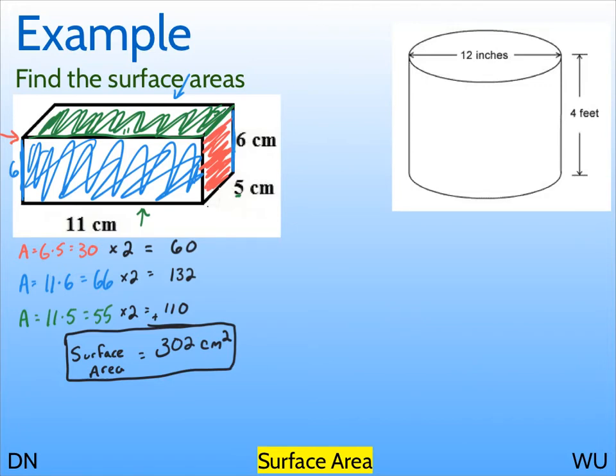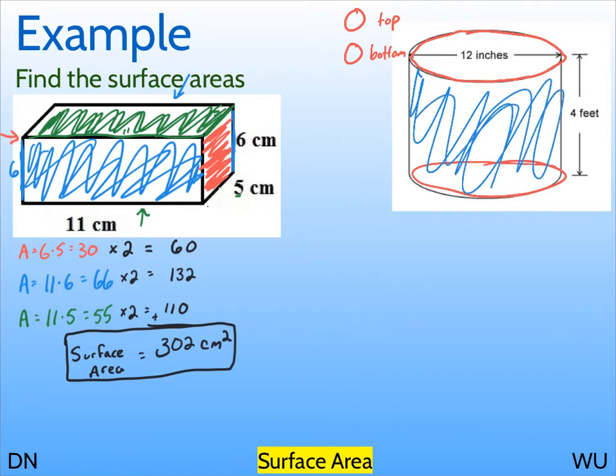And the key with the cylinder is we have to figure out what shapes actually make the outside of it. So you can see right here, this is pretty obviously a circle. So there's a circle on top. There's also a circle on the bottom. And now the real question is, what is this shape right here? This shape that stretches all the way around. So this thing goes all the way around the cylinder.